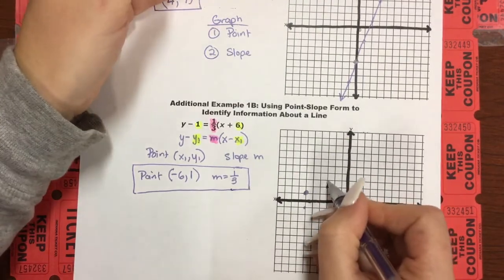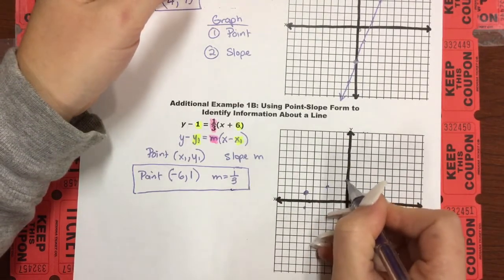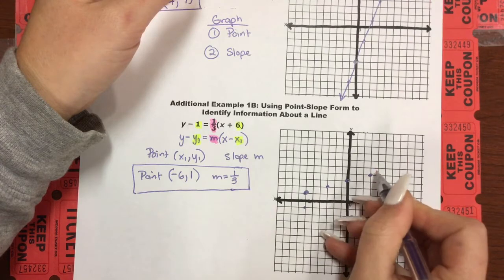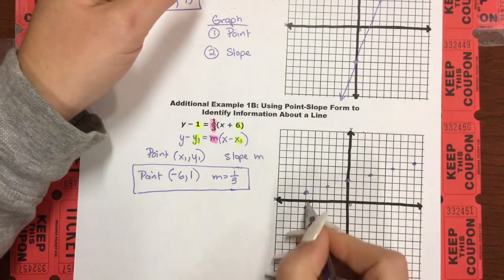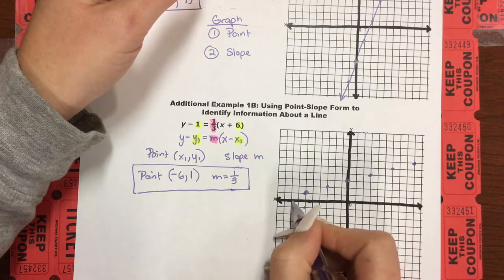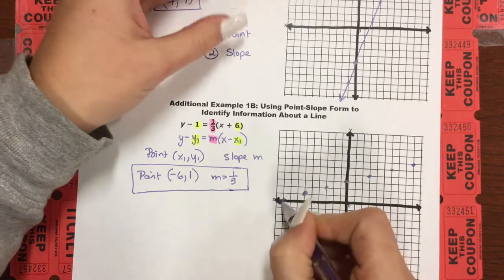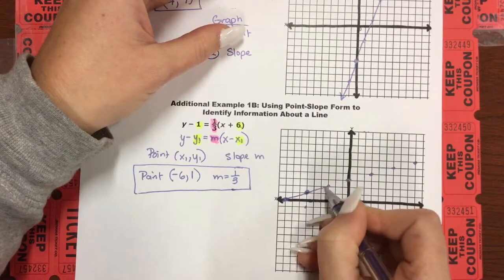And do it again, up 1 over 3, 1, 2, 3. Up 1 over 3, 1, 2, 3. Up 1 over 3, 1, 2, 3. And I'm going to do the opposite, down 1 and over 3. 1, 2, 3 this way. And there we go. There is my line.